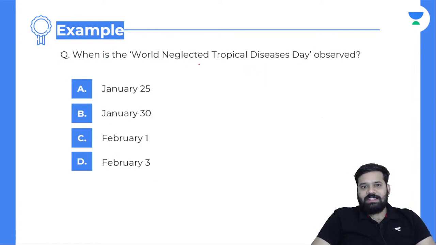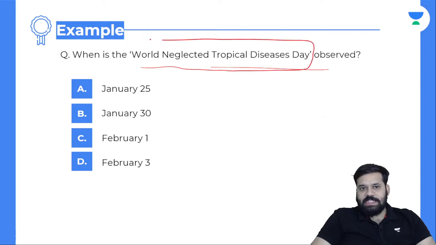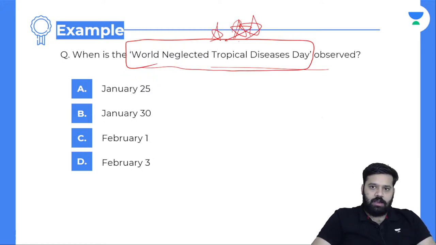Moving forward, when is the World Neglected Tropical Diseases Day? Jan 25th, Jan 30th, Feb 1st or Feb 3rd? World Neglected Tropical Diseases Day, when is it? Very, very important. There are many tropical diseases which are neglected. So when is it observed? Yes, Himanshi, Jan 30 is the right answer.